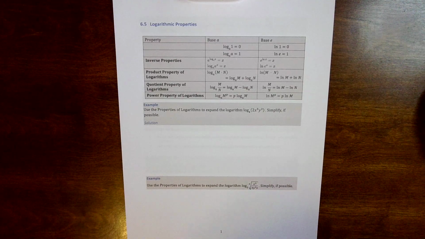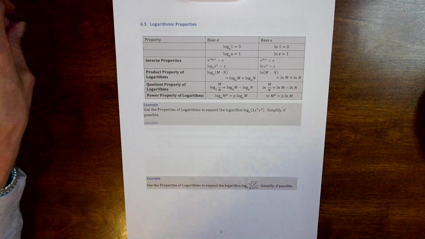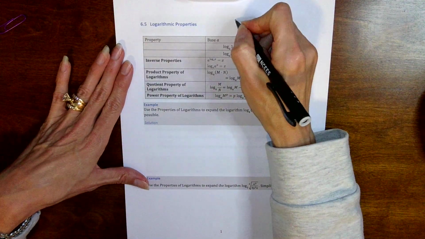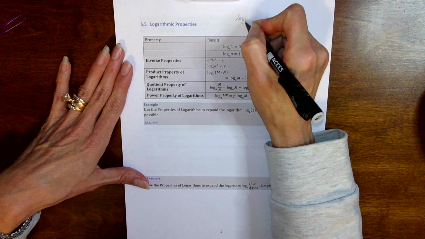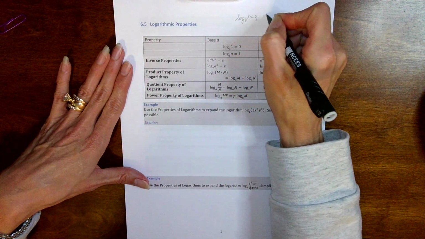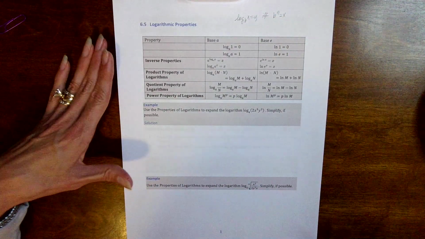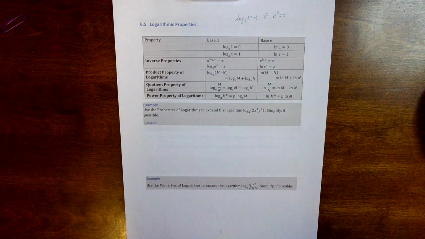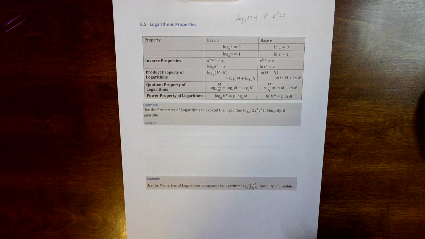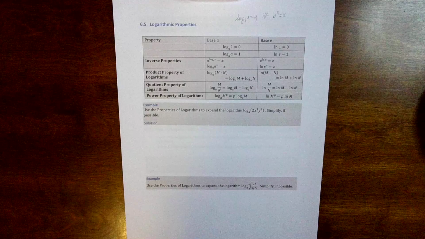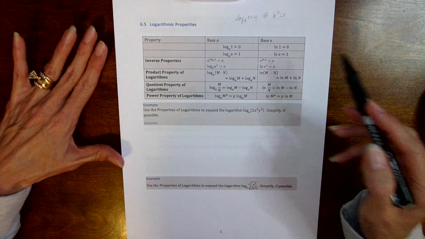Remember that logarithms are really just exponents in disguise, given the definition. Remember that log base b of x equals y if and only if b to the y equals x. So a lot of these rules are cousins or have leanings to our exponent rules.